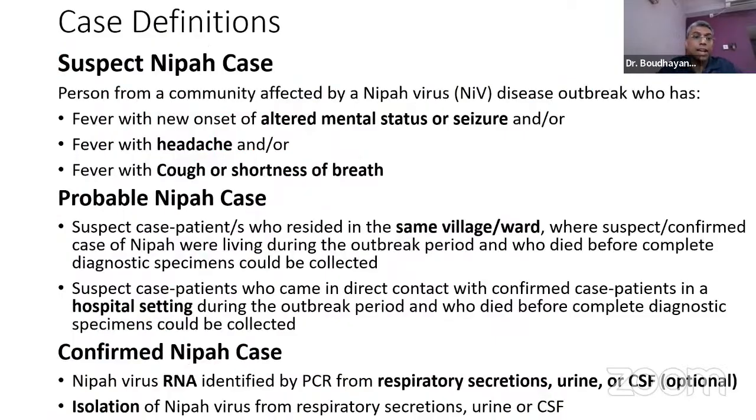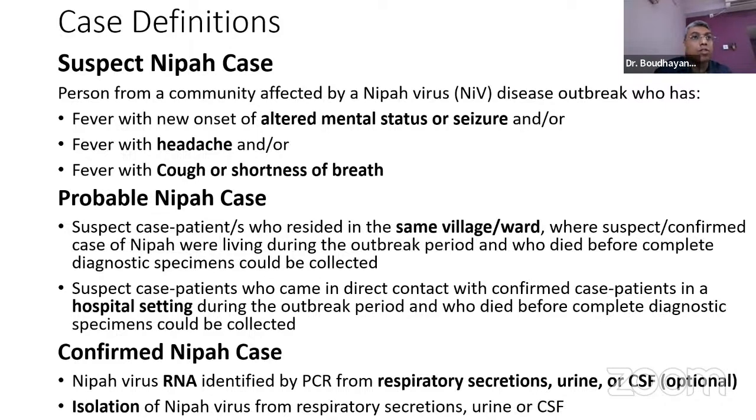So when to suspect a Nipah case? Persons from a community affected by a Nipah virus outbreak who have fever with altered mental status or seizure, headache, cough, or shortness of breath. So any three we have to suspect. That is altered mental status or seizure, or headache, cough, or shortness of breath. And what is a probable case? A suspect patient in the same village or ward, but the suspect patient has died before the diagnosis or workup could be completed. So it is a probable case, because the suspect case which was present in the index case's village or ward has died. So investigation could not be done.